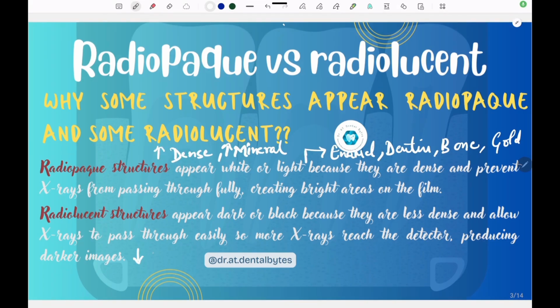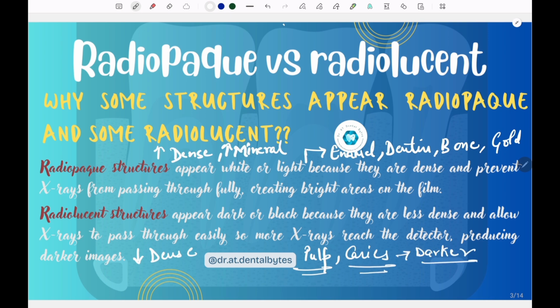Materials which are less dense allow the X-rays to pass through them easily, so more of the X-rays reach the detector and produce the darker images. For example, the soft tissues, air spaces, the dental pulp, and the caries appear darker, that is, they appear radiolucent on an IOPA.